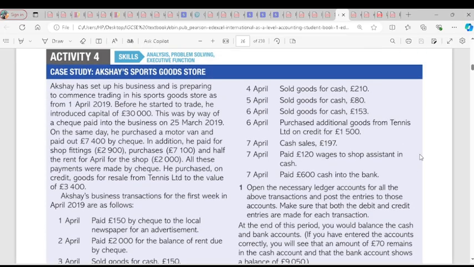Then on the 4th of April, sold goods for cash for 210. On the 5th of April, 80.